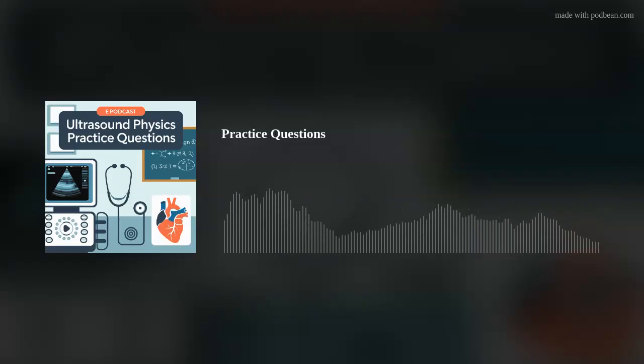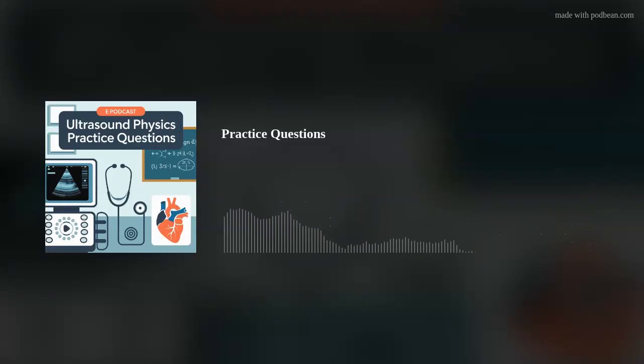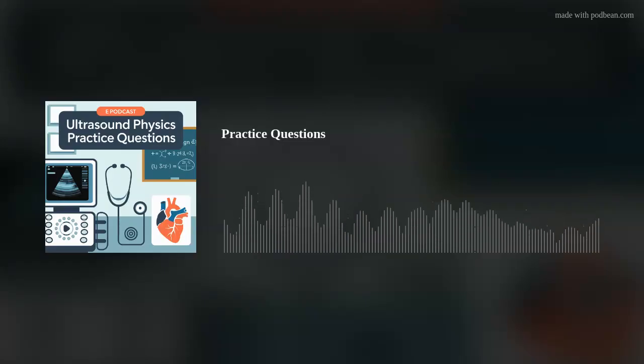Okay, this one asks about the average pulse repetition frequency, or PRF, of an ultrasound machine. What is that, and why is it important? Pulse repetition frequency is just how many ultrasound pulses the transducer sends out every second. Think of it as the heart rate of the ultrasound machine, how many beats per second. So a higher PRF means we can see deeper into the body.